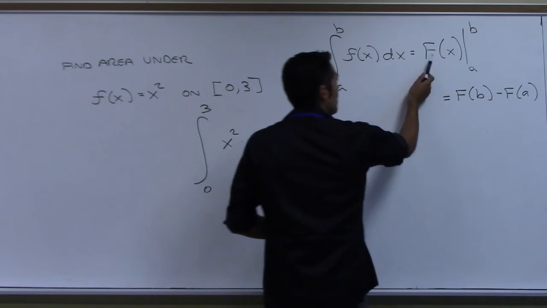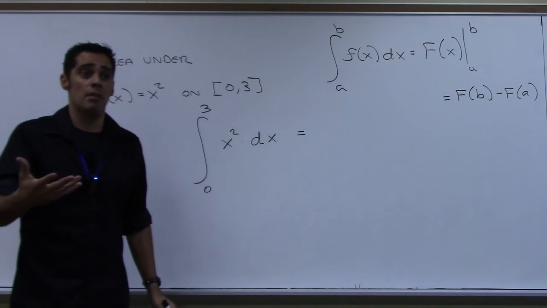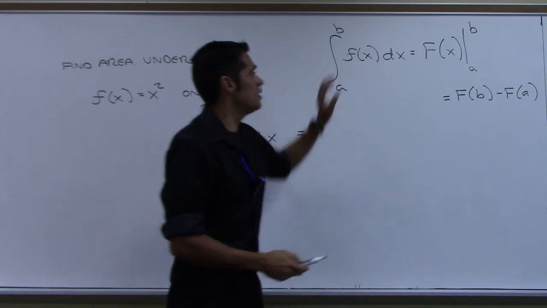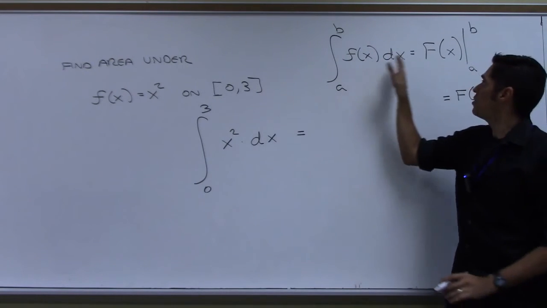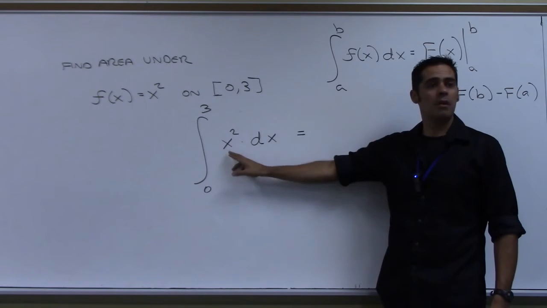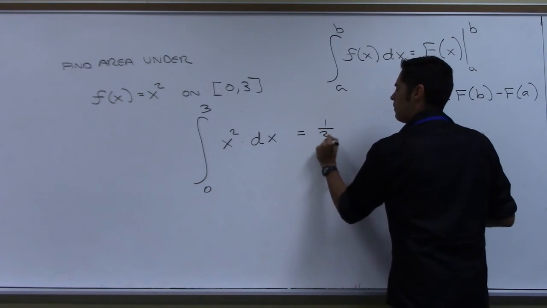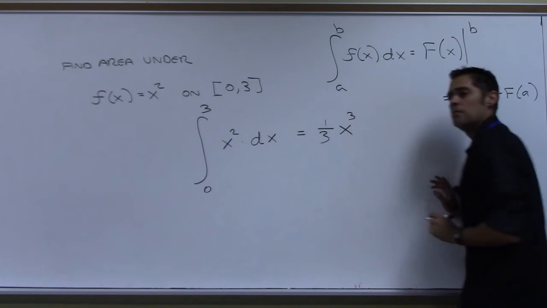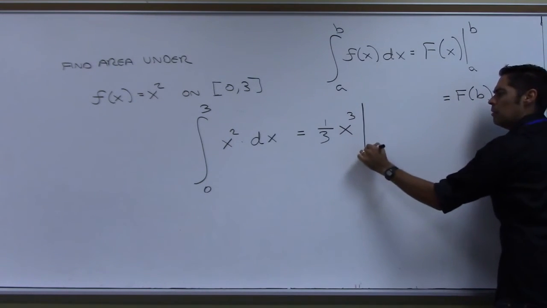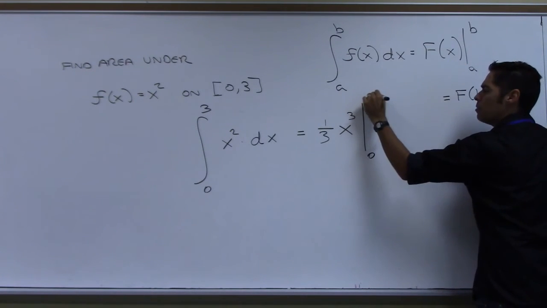What was capital F? If this was little f, what was capital F? The antiderivative, right? So what the evaluation theorem says is that what I need to do is just write down, right here, the antiderivative of x squared. What's the antiderivative of x squared? 1/3 x cubed. Okay? Then draw this little line next to it, and then put the a on the bottom, which was 0, and then put the b on the top, which was 3.